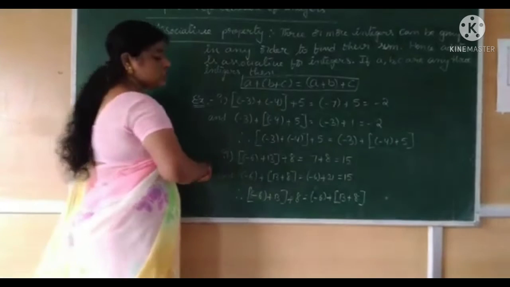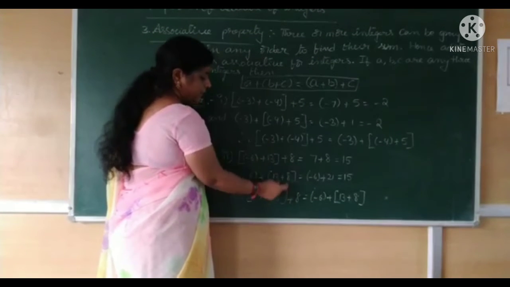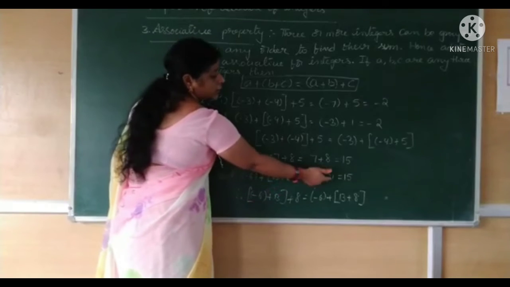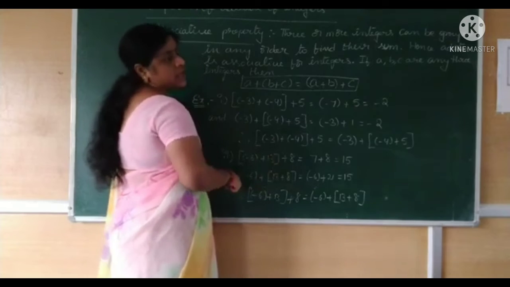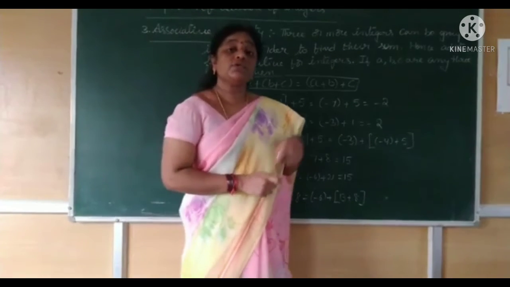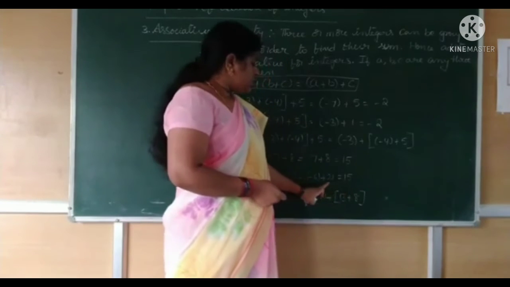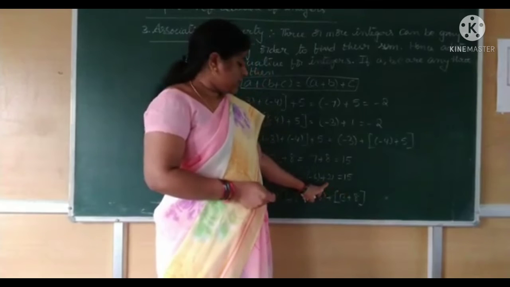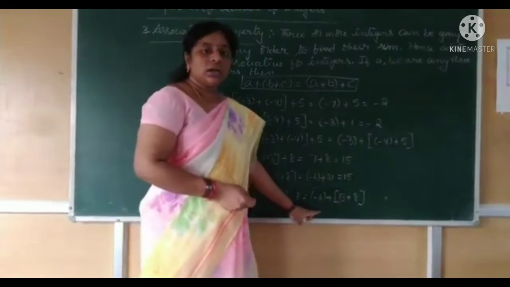Okay, next. Change the order. First you add 13 and 8. Both are positive, no? So add them. 13 plus 8 equals how much? 21. Okay. So 21 is added to minus 6. Here, one is negative and the other one is positive, so find the difference between 21 and 6. How much is the difference? 15. Which is the greater one? 21 is the greater one with positive sign. The result is positive. Therefore, these two are equal.